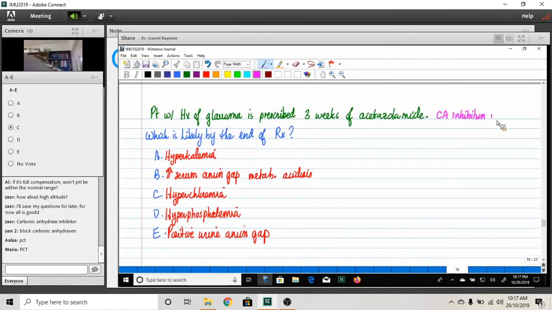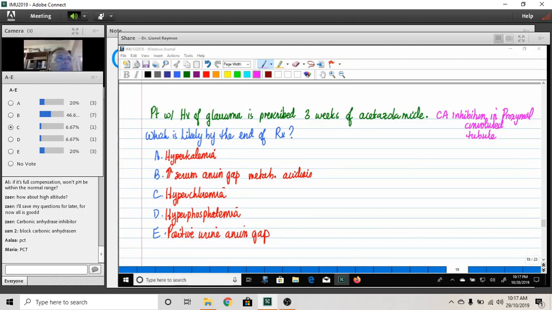convoluted tubule. We have a little bit.